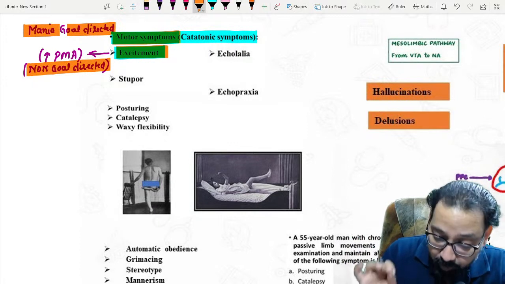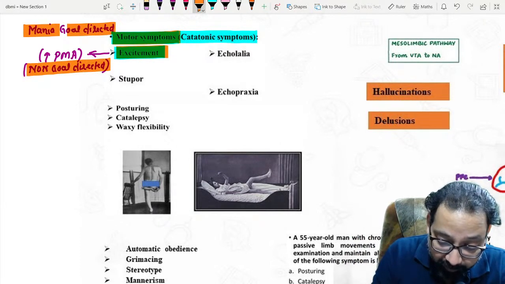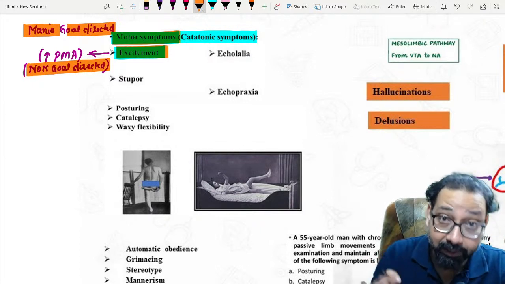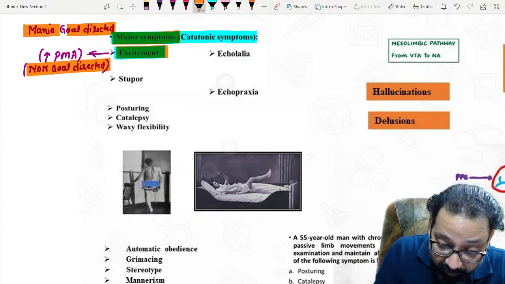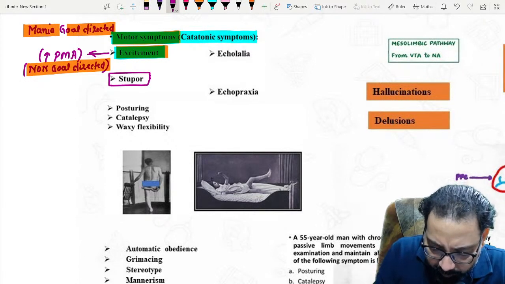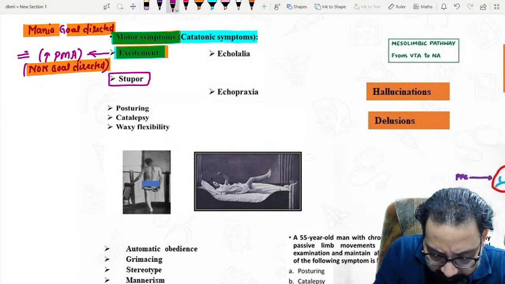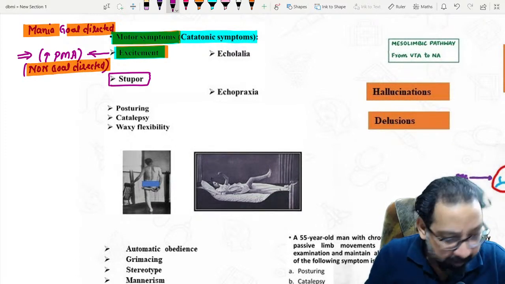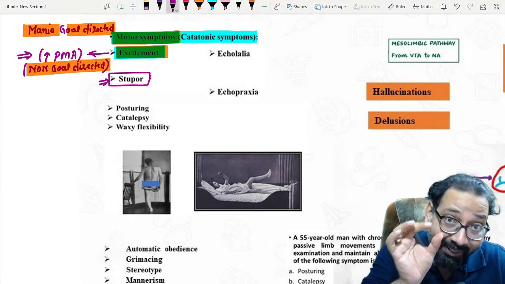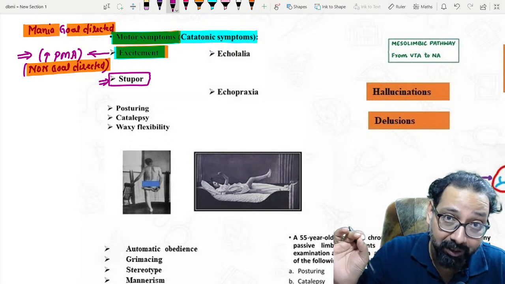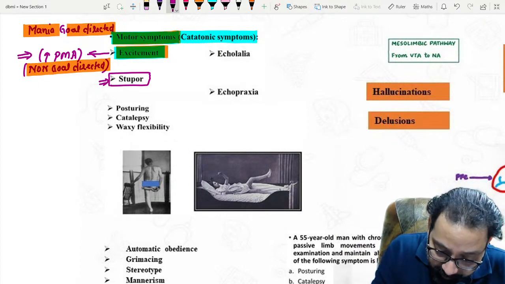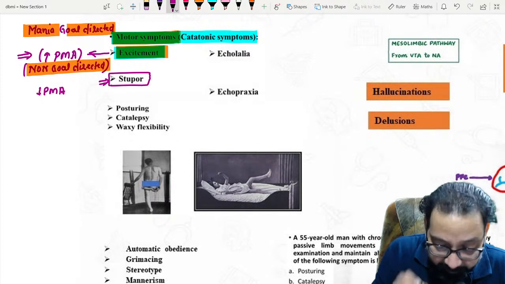So in catatonia, a few patients have excitement, but most of the patients are in stupor. A patient may be in excitement, with increased psychomotor activity, or may be in stupor. A few patients of catatonia are excited. That is called excitatory catatonia. Don't write, a few patients are stuporous. Stuporous means decreased psychomotor activity.